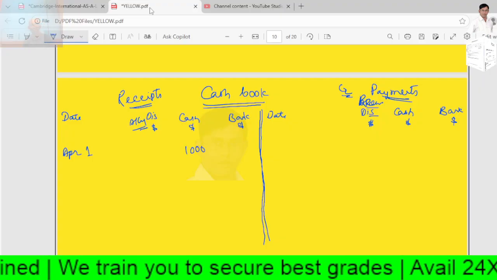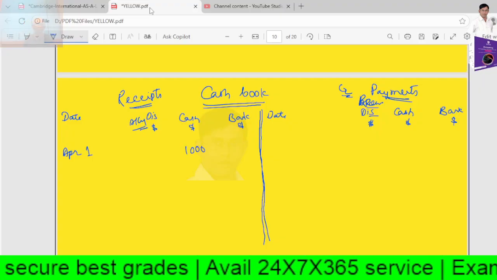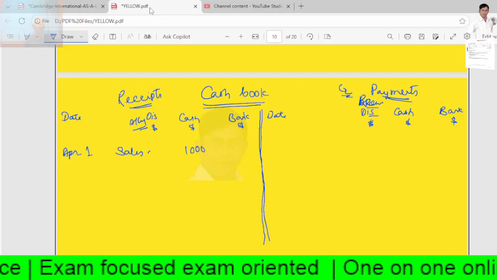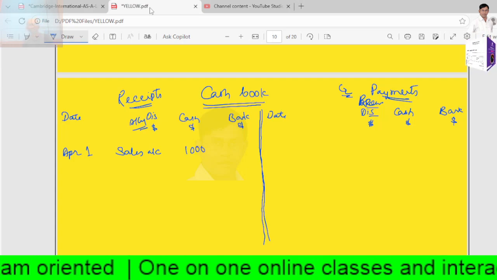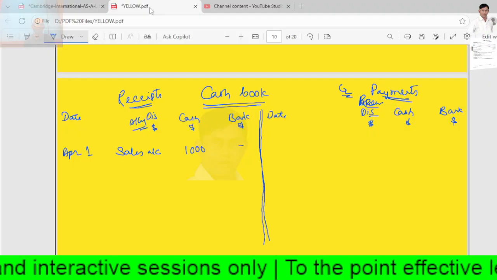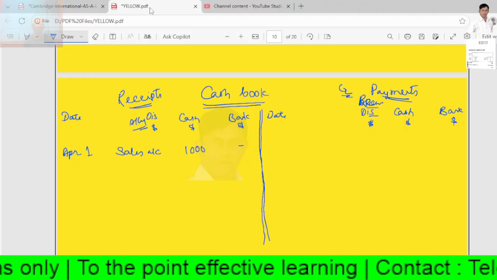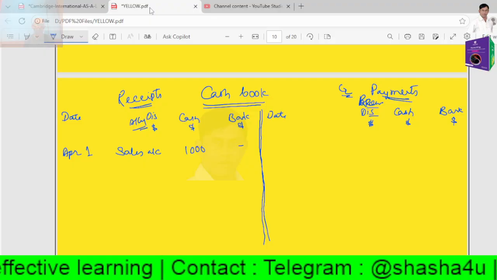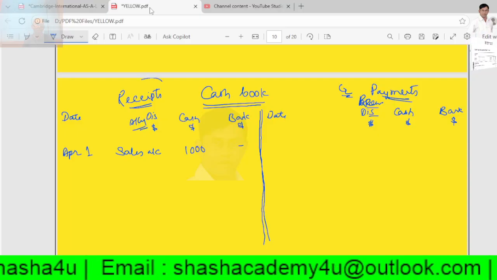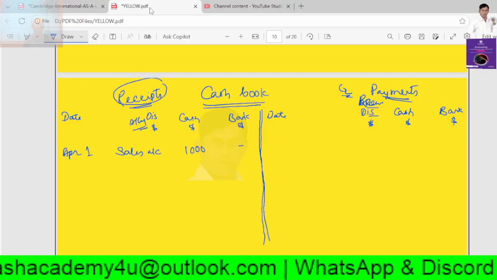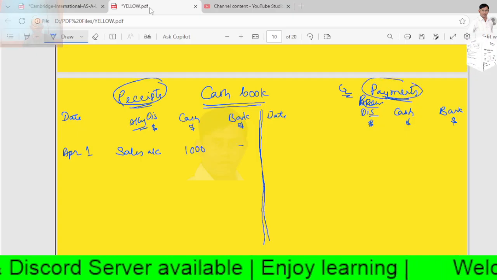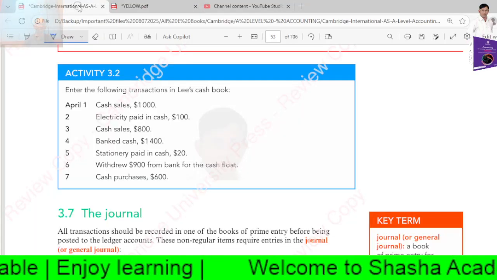So we write here cash account, sales 1000, sales account 1000. We receive cash upon sale, we write here. Whatever we receive, we have to write here. Whatever we pay, you have to write here. Simple. This is just for you to remember. So don't write like this. Let us see if they are writing this way.